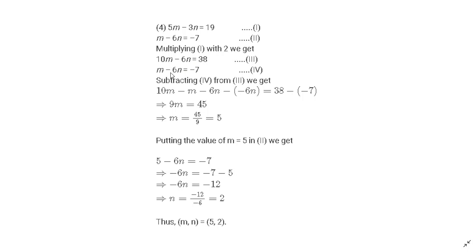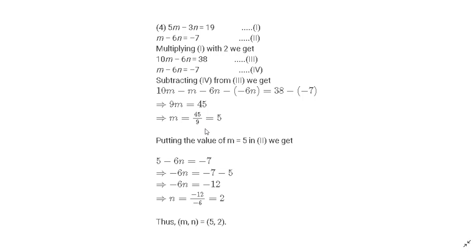Then if the coefficient terms are the same, we can subtract them to cancel it out. If we subtract them, 10m minus m is directly 9m, 6n will be cancelled with the 6n. And 38 minus minus 7, this minus and minus will be positive. Then 38 plus 7, 45. 9m is equal to 45, m is equal to 45 upon 9. So m is equal to 5.